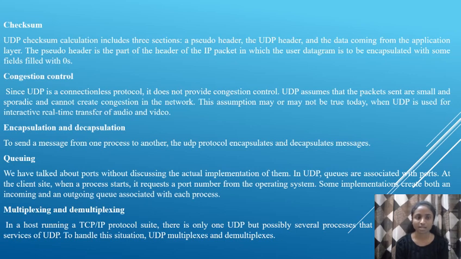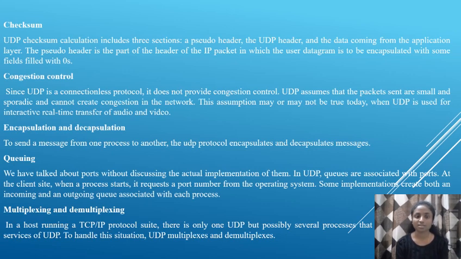The next is congestion control. Since UDP is a connectionless protocol, it does not provide congestion control. UDP assumes that the packets sent are small and sporadic and cannot create congestion in the network. This assumption may or may not be true today, when UDP is used for the interactive real-time transfer of audio and video.